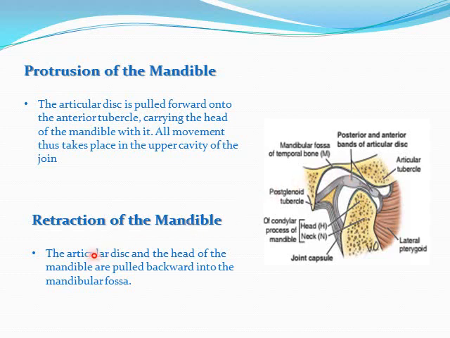while the retraction of the mandible occurs when this articular disc along with the head of the mandible are pulled backwards into the mandibular fossa, and retraction also takes place in the superior compartment of the joint cavity.